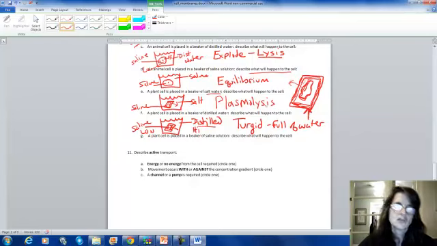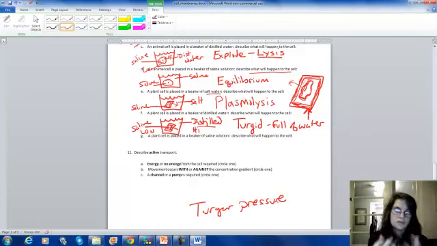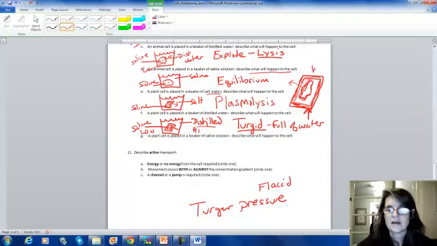Okay? I'm going to write this down here. Turgor pressure is the term for the pressure in a plant cell due to water. And if you have a lot of turgor pressure, it's full of water, the plant cell is turgid. If there's not very much pressure, it is said to be flaccid. For example, this cell here would be flaccid.